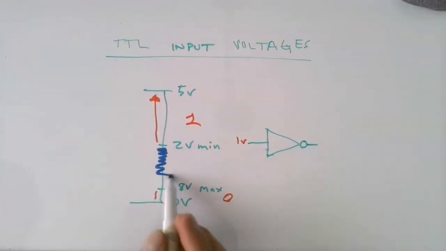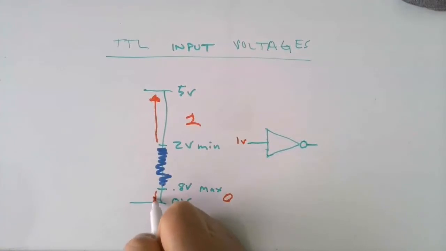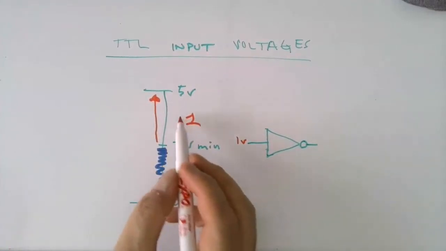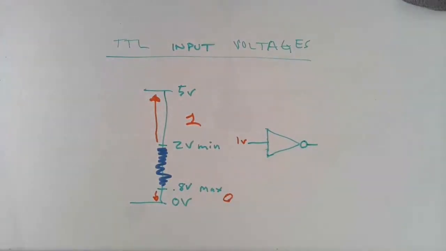So if we have devices hooked together, we have to make sure that the voltage for a low is no greater than 0.8 volts, and that a high is at least 2 volts. And this is going to be important when we talk about what are called noise margins in a second here. So the output voltages and input voltages are not the same. They're not exactly 5 volts. We'll see CMOS in a second, but what I want to show you next is where we compare the input and output voltages and why that's important.